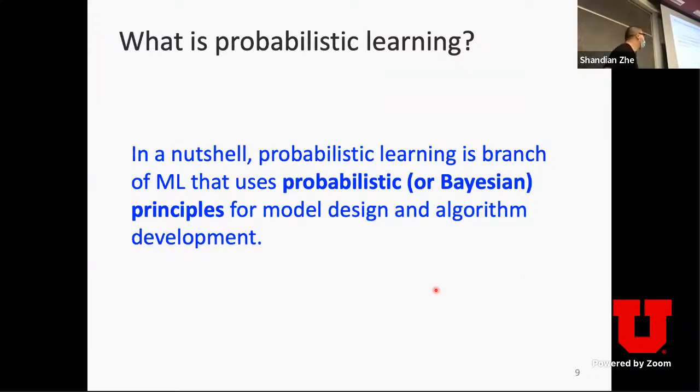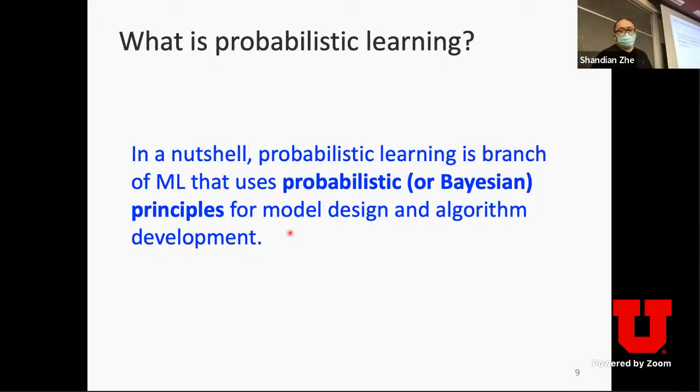Okay, so we know that machine learning is the horsepower of artificial intelligence, and has been successful in many areas, right? But this class is talking about probabilistic learning, right? Another branch of machine learning. So what is probabilistic learning? Can we use one sentence to summarize it? Probabilistic learning is a branch of machine learning that uses probabilistic principles, or in other words, Bayesian principles, for model design and algorithm development.